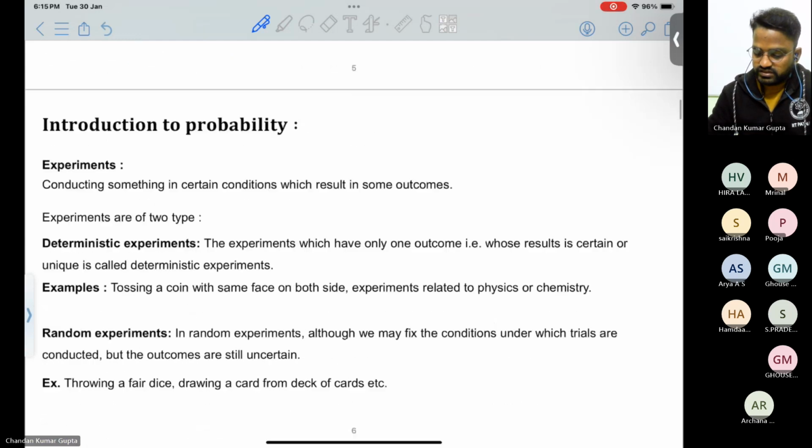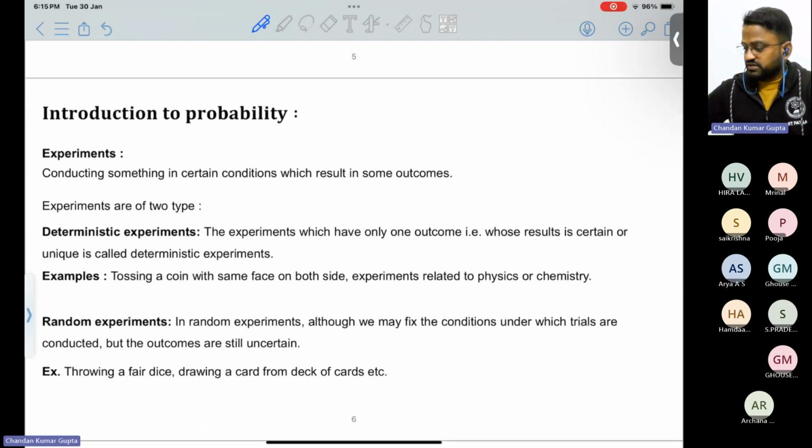Okay. Now our introductory part. Introduction to probability. Actually, can anyone tell the definition of probability, or how can we understand probability? Anyone?